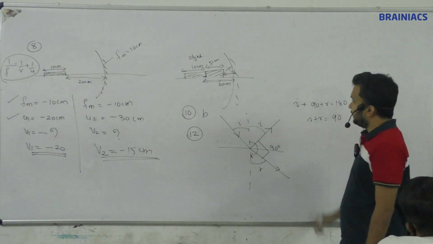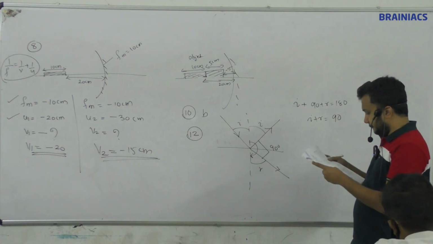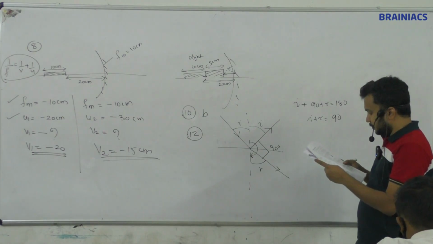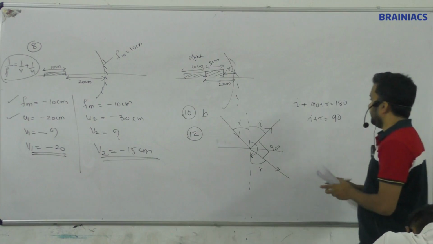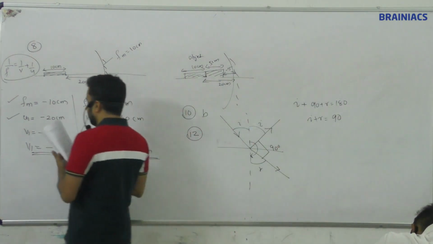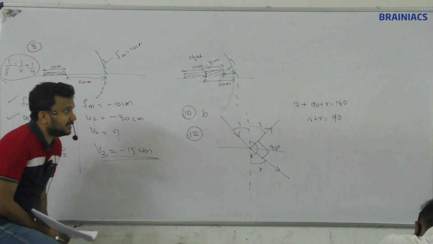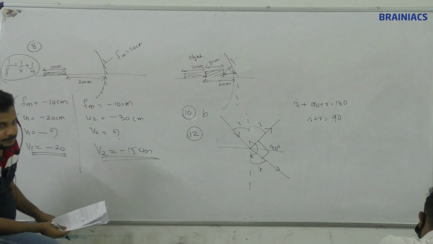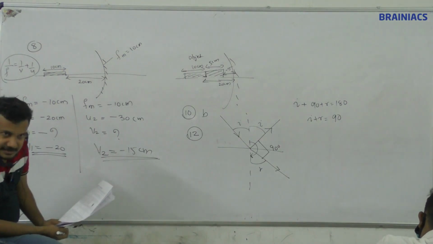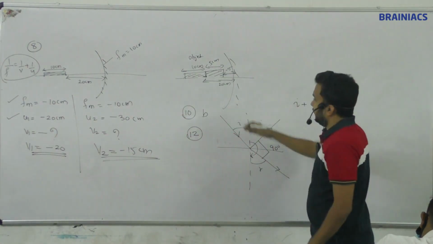90. The refractive index of 1.62 is given. So I plus R will be equal to 90. What is the question asking? The angle of incidence. So R we need to get. We'll apply Snell's law and find R.